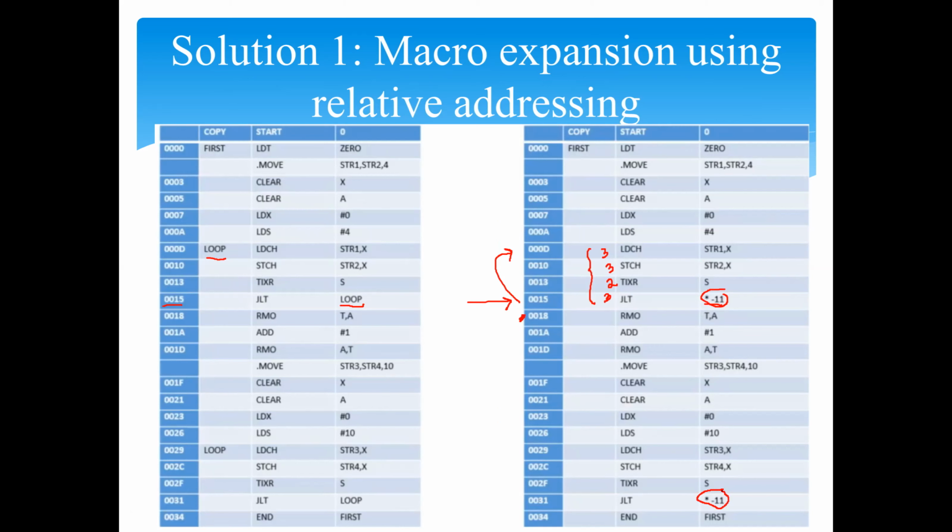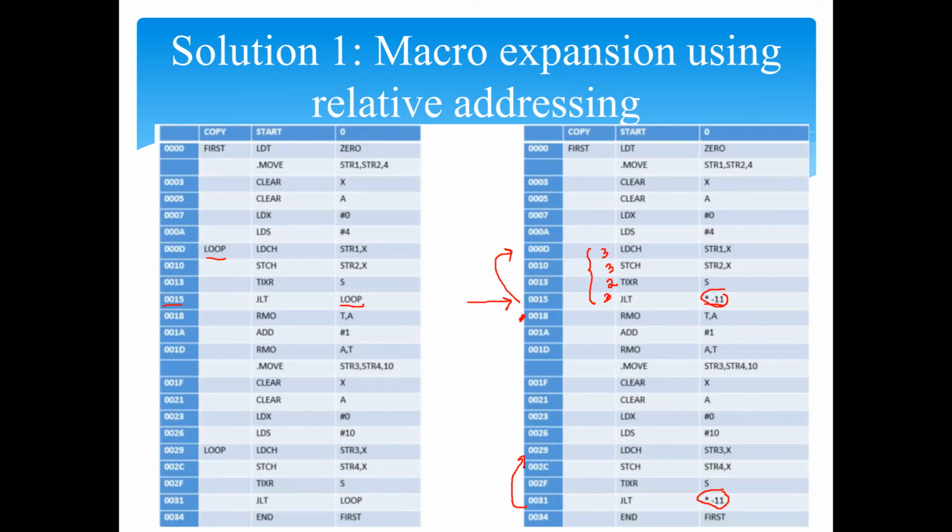Since it's the same expansion, you have to jump back 11 bytes only in order to go back to your instruction that points to this loop address. So depending upon the number of bytes, if you have to move forward, you denote it with a plus symbol. If you have to jump backward, you denote it with a minus symbol. It denotes the number of bytes to jump back or forward, depending upon the symbol.